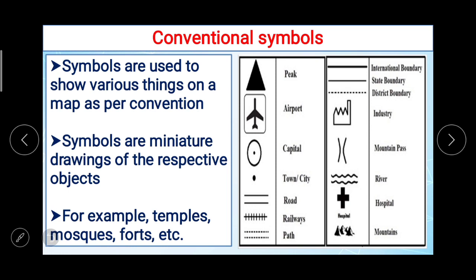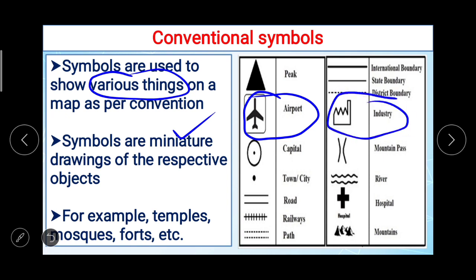And the conventional symbols. Symbols are used to show various things on a map as per convention, and symbols are miniature drawings of the respective objects. For example, ये airport अभी दिख रहा है अपने को यहाँ, या फिर ये industry, या फिर ये mountains, या फिर ये hospital. So for example, if we talk about the conventional symbols, we use mosques or forts or temples.